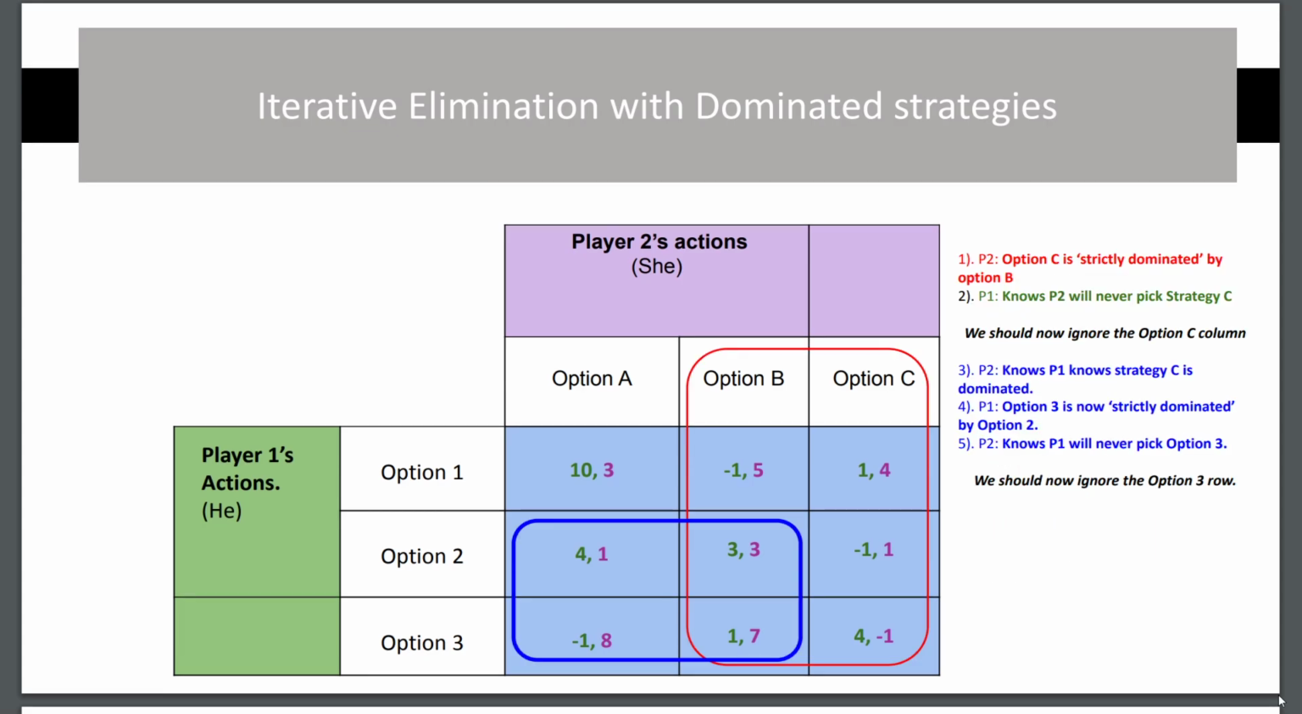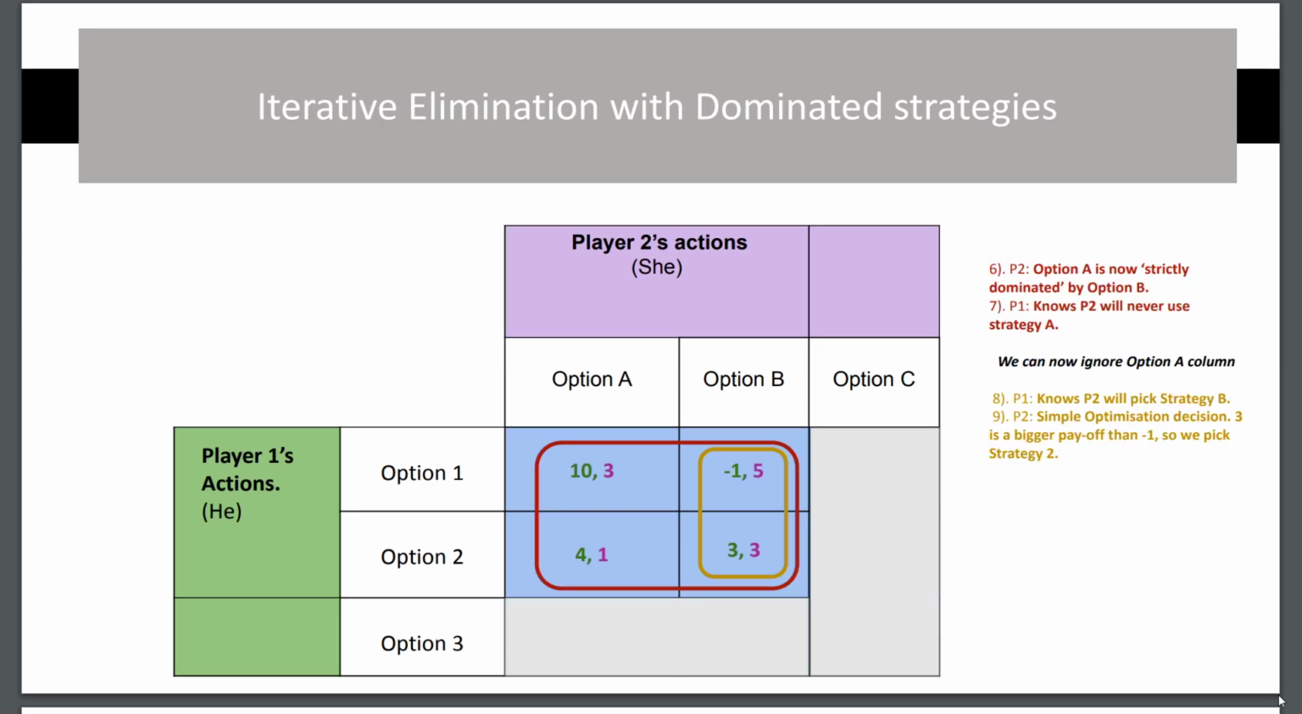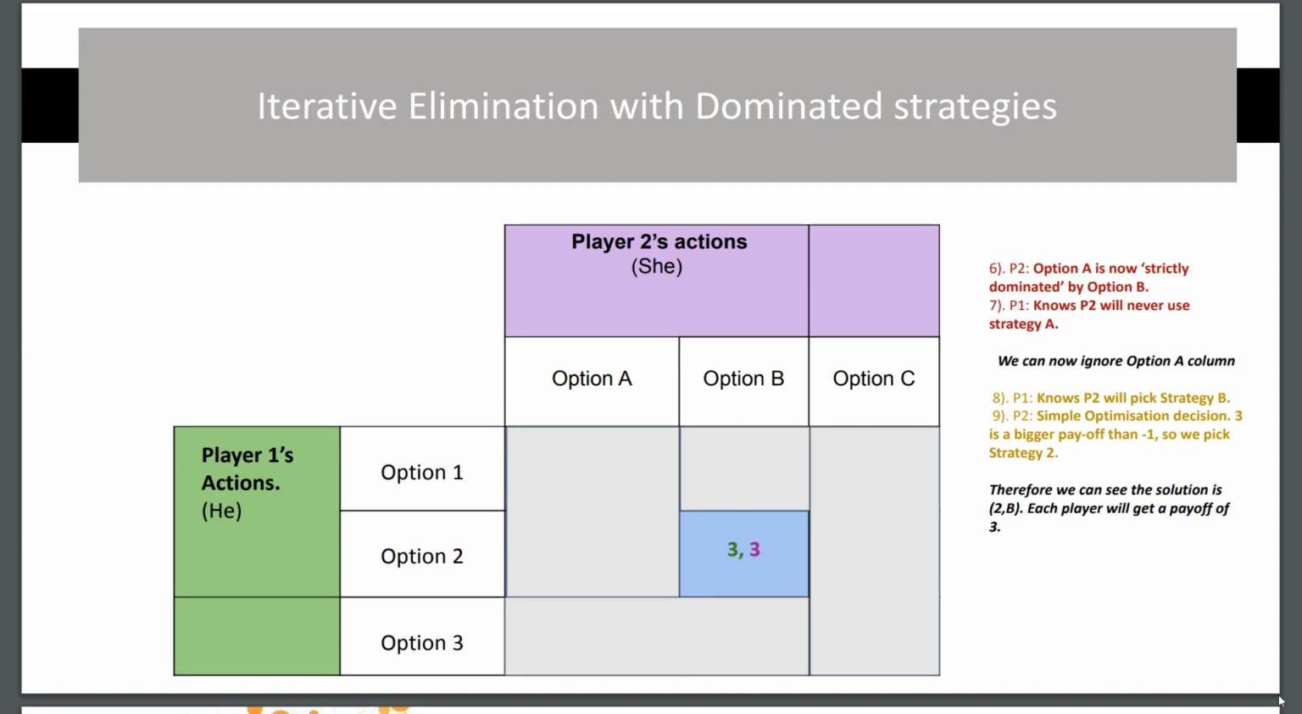After applying the iterative elimination process, we determine the optimal solution. Both players should choose either option 2 and option B. This results in a payoff of 3 for each. This method highlights the power of game theory in identifying mutually beneficial strategies.